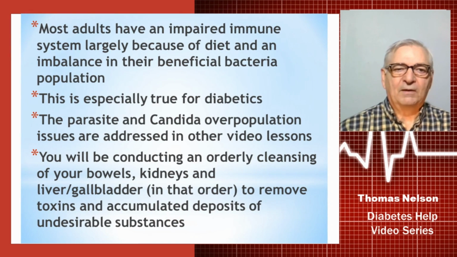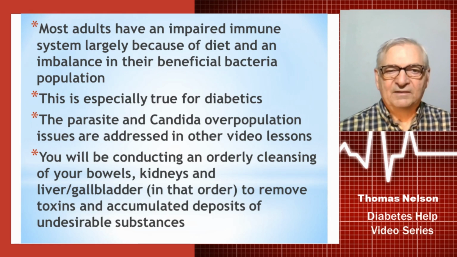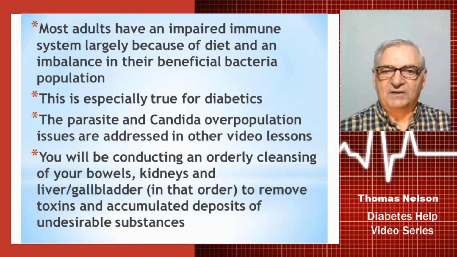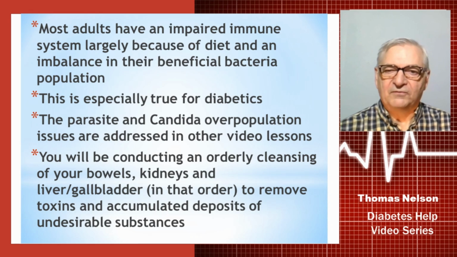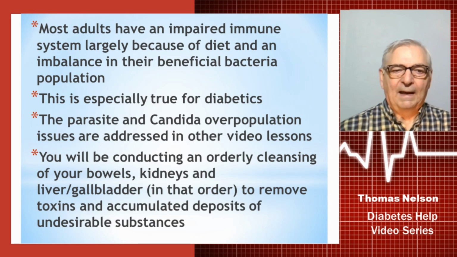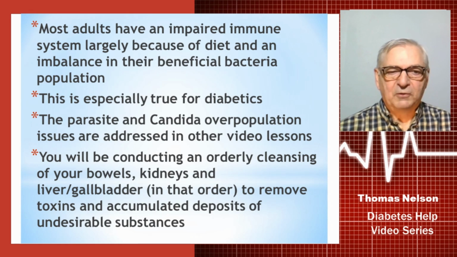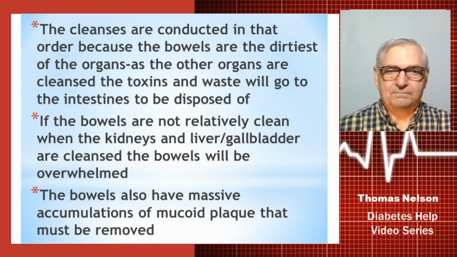Most adults have an impaired immune system, largely because of their poor diet and an imbalance in their beneficial bacteria population. This has been discussed extensively in other videos. This is especially true for diabetics. The parasite and candida overpopulation issues are addressed in those other video lessons. You will be conducting an orderly cleansing of your bowels, your kidneys, and your liver and gallbladder in that order to remove toxins and accumulated deposits of undesirable substances.